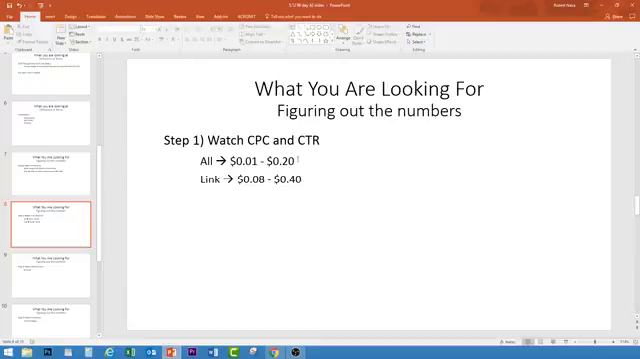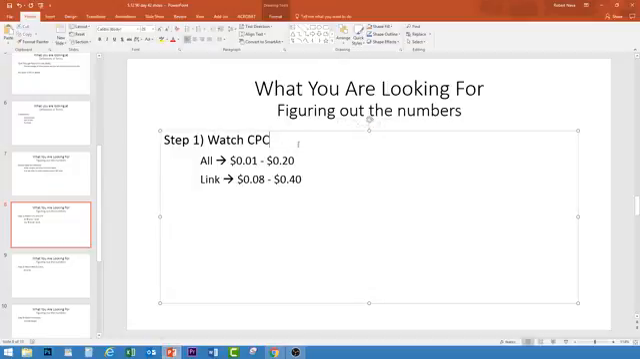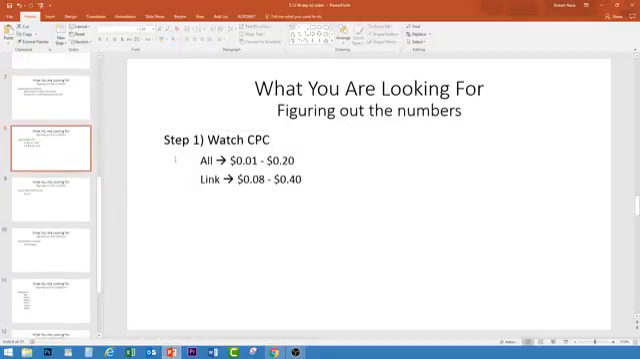But you do want to stop your campaigns. If you're not getting somewhere close to this, you want to turn off your campaigns. You don't want to be spending too much money. So you're going to watch your cost per click. Step 1 is to watch your cost per click and make sure it's in the range that should be making you some money.